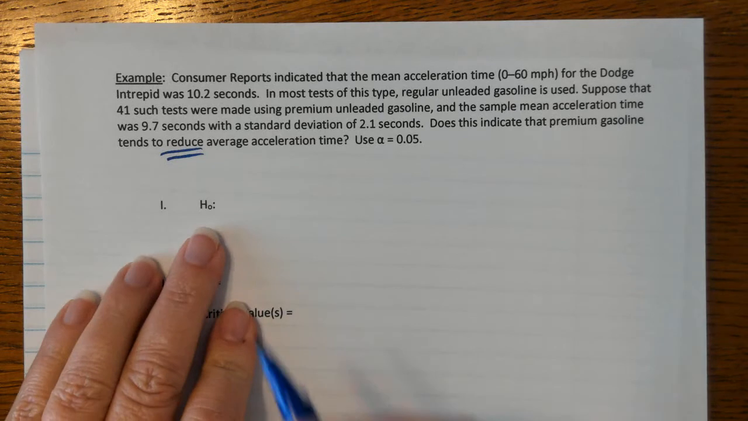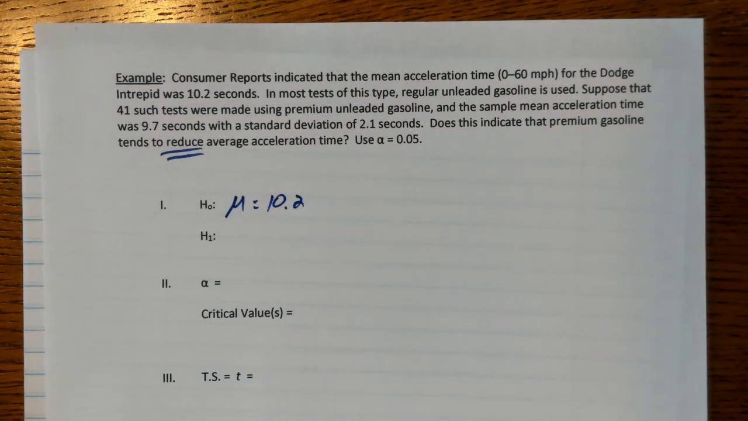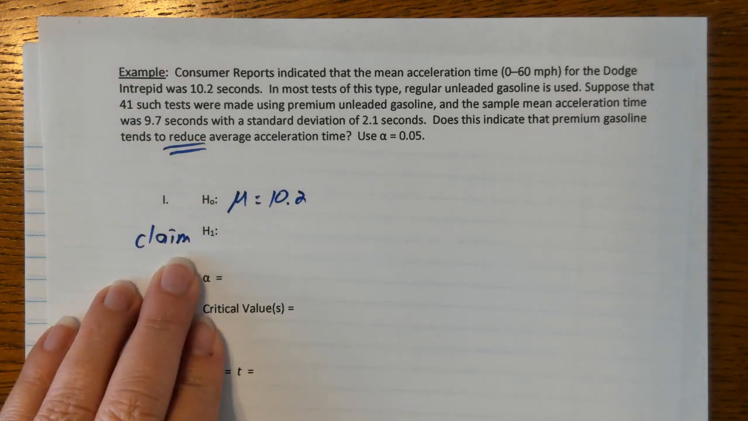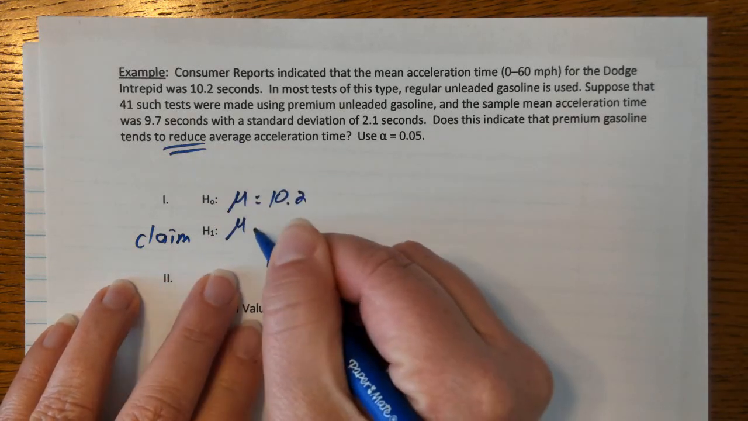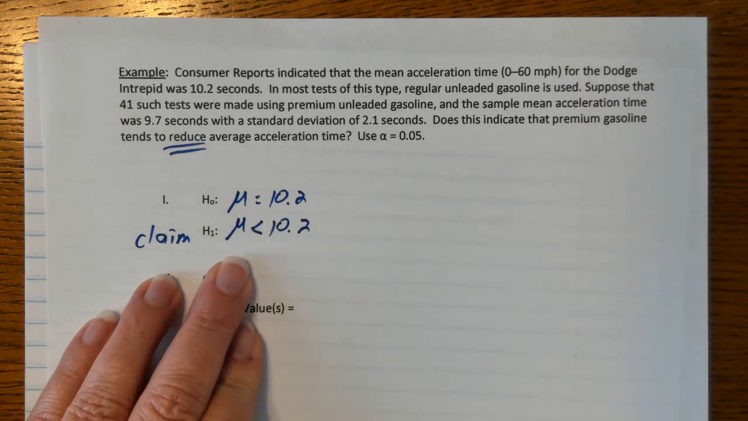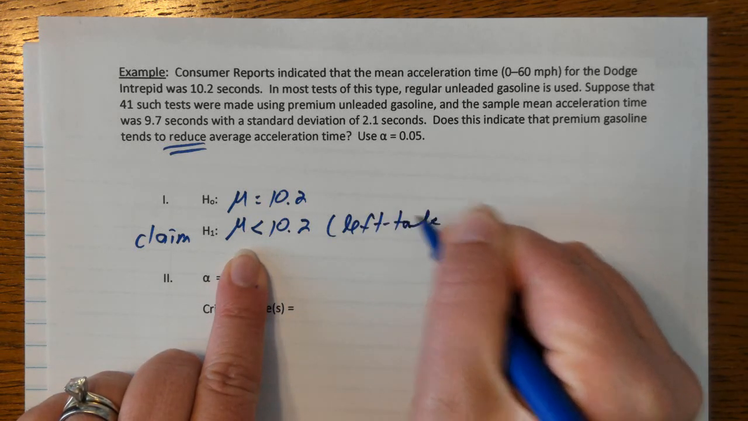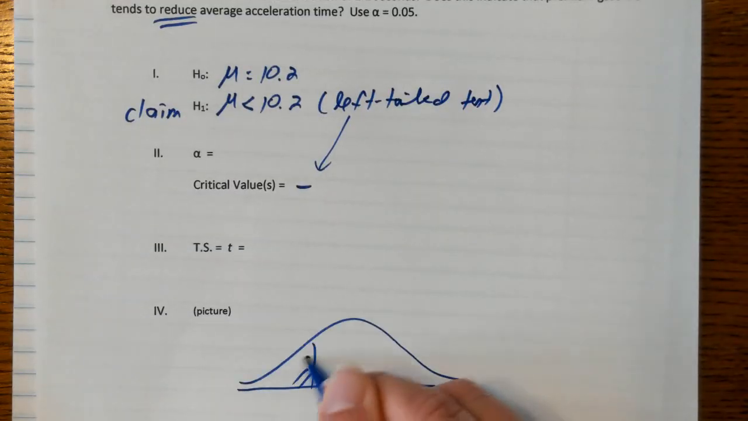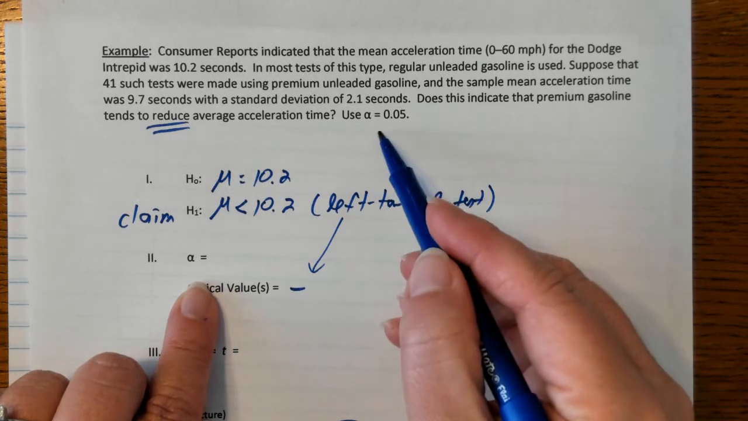Okay. All right, so our null hypothesis is that our mean equals 10.2. It stays at that 10.2 seconds. That's our original hypothesis that we're testing. Our claim, what we're trying to see if we can support or not, is that using this other gasoline reduces the time. So it makes the mean go less than 10.2. It reduces it. Because we pick a less than symbol here, this is a left-tailed test. Our critical value is going to have a negative on it because when we do our picture in a minute, we're going to have a tail on the left. Okay. Now, what is our significance level? 0.05.